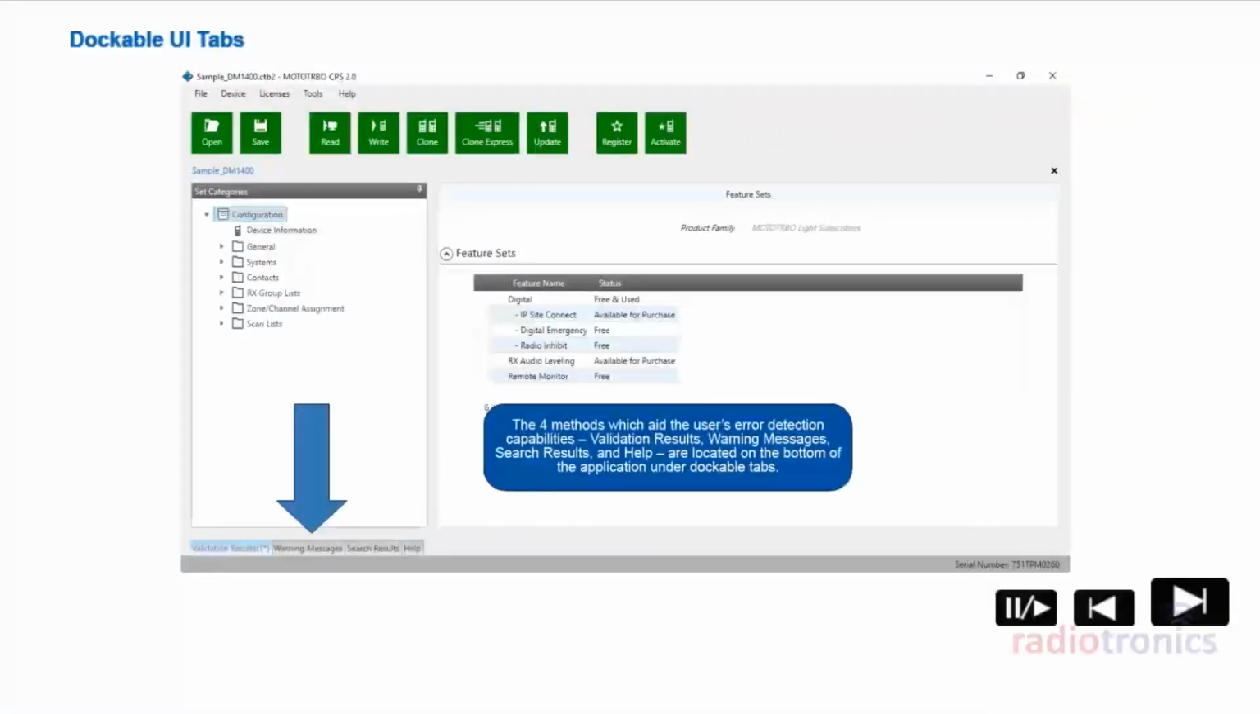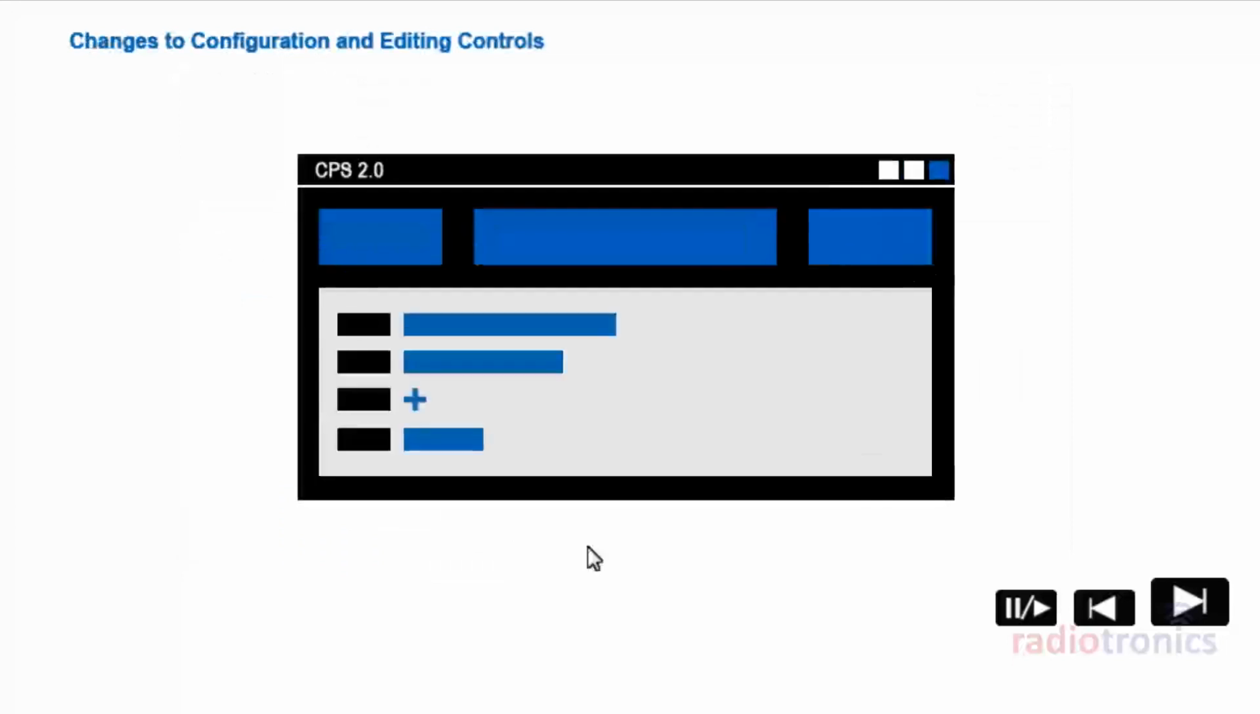CPS 2.0 introduces a grid-centric configuration, which will present the user with a total view and allow them to update multiple fields in a single window. The idea is to allow the user to add, edit, and delete data with the fewest clicks possible.